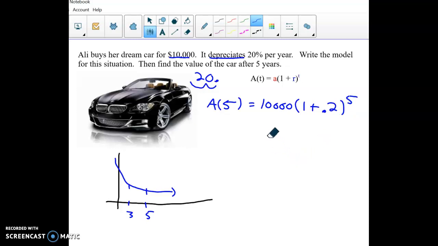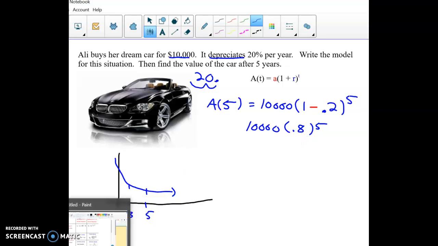The only thing that's different on this one is if I did this right now, I would get something more than 10,000 because I'd be multiplying by 1.2. So the trick is if it is losing money or depreciating or whatever you want to call it, you have to put a subtract in your setup, all right? So this one really becomes 10,000 times 0.8 raised to the 5th power. In that case, we'll be going down because this number is less than 1.